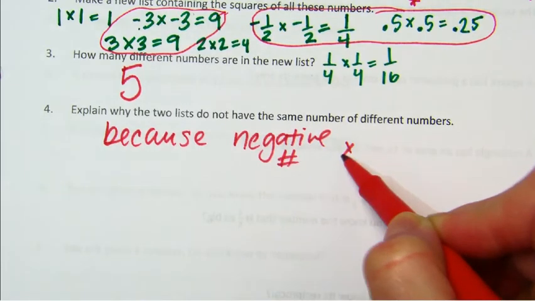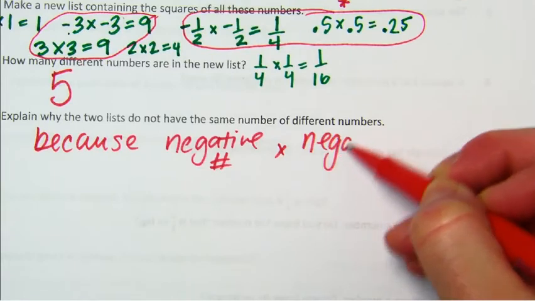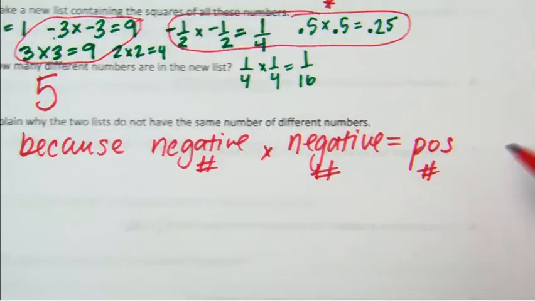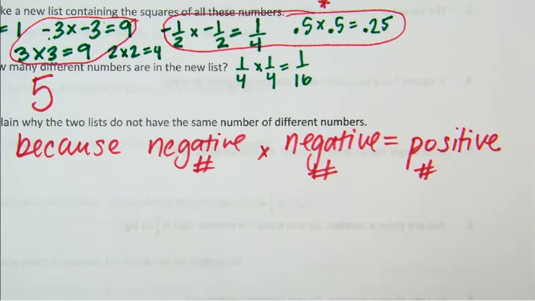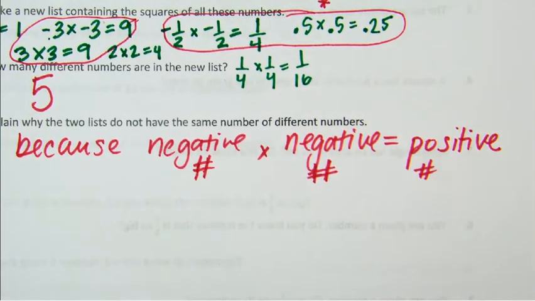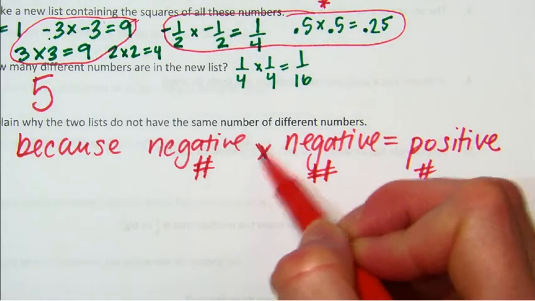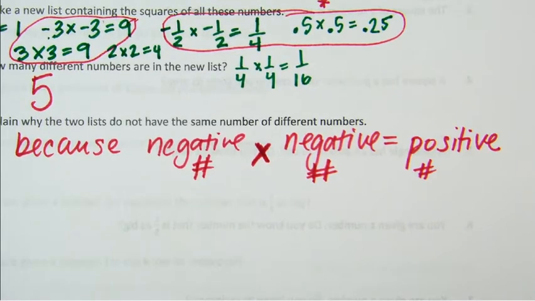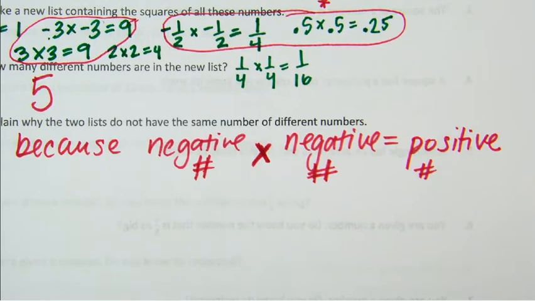a negative number times a negative number equals a positive number. And that's something that we have to remember if you don't already know that by heart. That's what happened, because when I square a number, I'm multiplying it by itself. So if I start with a negative, it's going to be multiplied by itself, which is a negative. Squared numbers are always positive. So when you square a number, you always get positives.